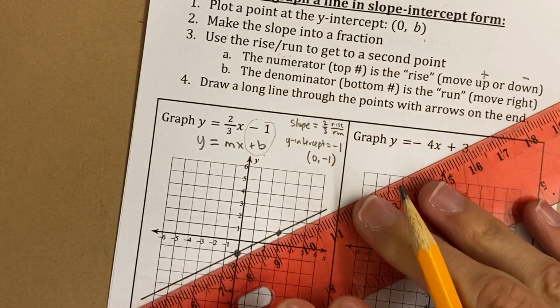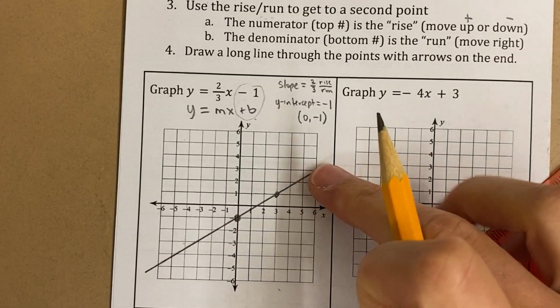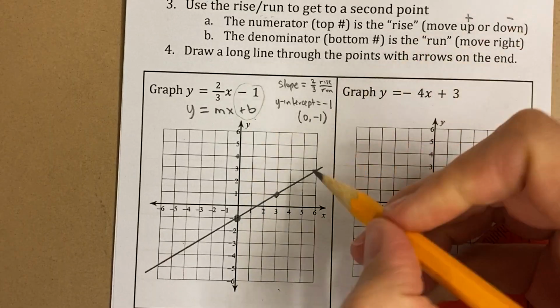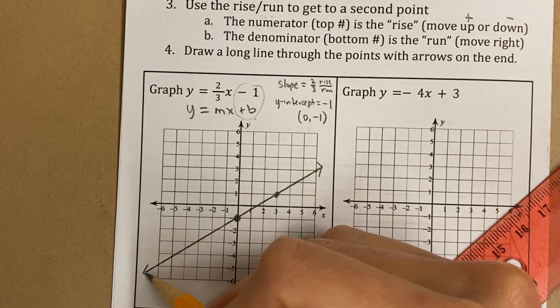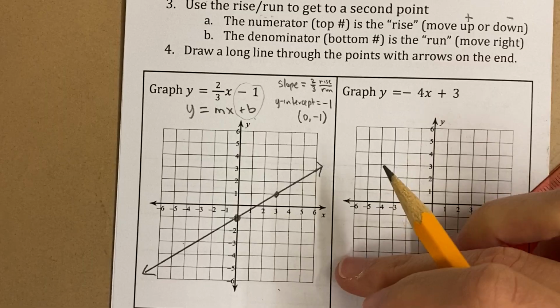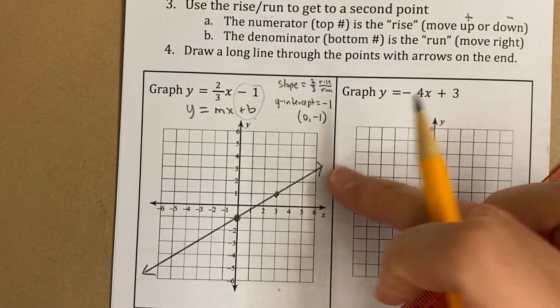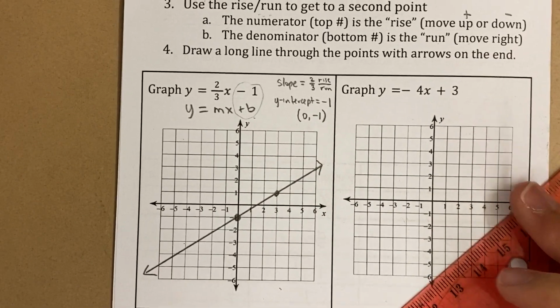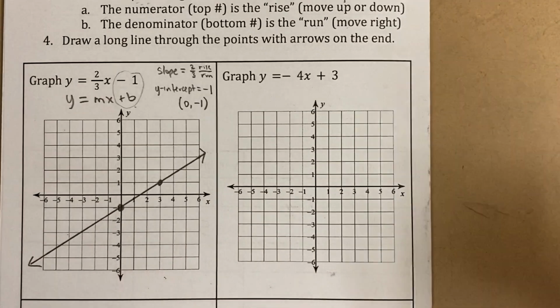Okay, now watch what I'm doing. I'm drawing a long line. See, my line covers the whole graph. Okay, and then I'm going to put arrows on the end because this graph ends, because we don't have unlimited paper, but the line actually goes on forever. Okay, so that's one example. Let's look at another one.